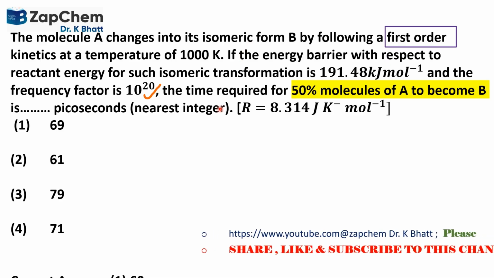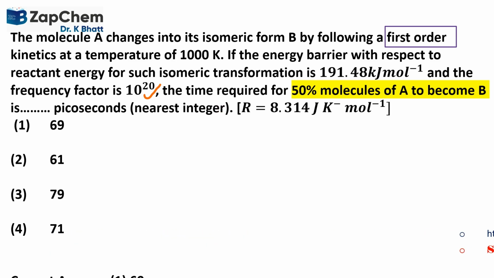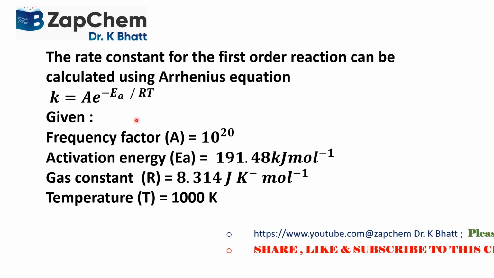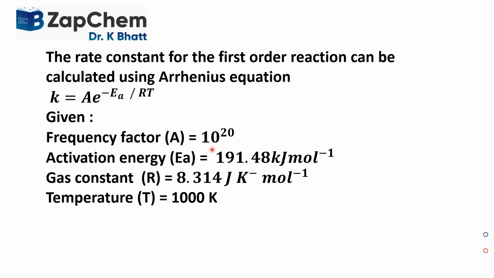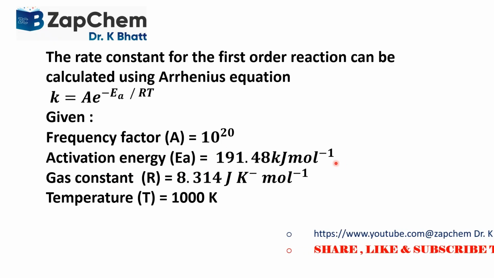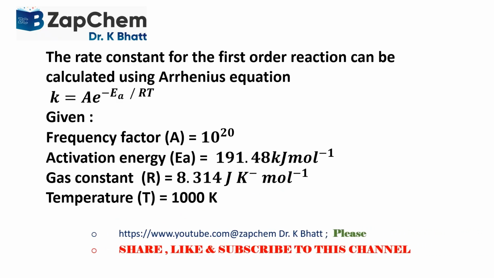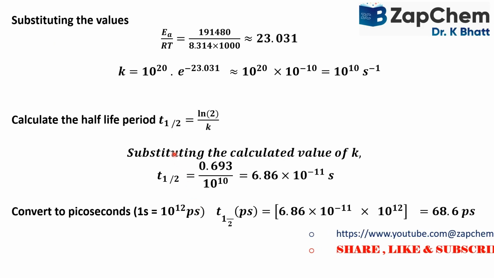Firstly, it can be attempted in a number of steps using different steps. And if you look at the given data, we find the frequency factor A is given as 10 to the power 20. Activation energy is also given. Gas constant is known to us, and the temperature in Kelvin is also provided here. Now we will take up calculations in different steps.